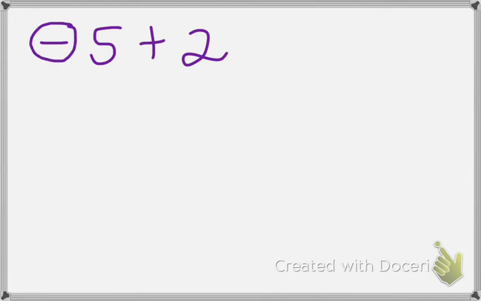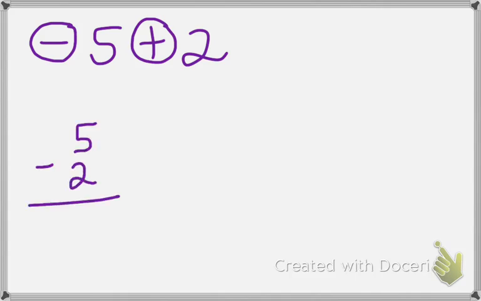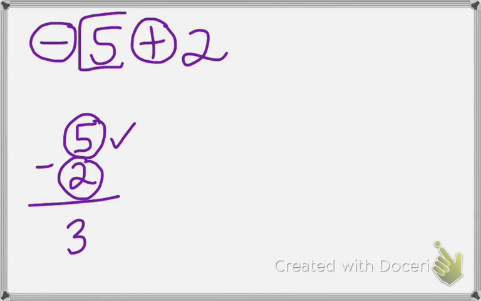If the signs are different in front of the numbers, we subtract. Now we always subtract from the bigger number. 5 minus 2 is 3. But now we ask ourselves, which number is bigger, 5 or 2? 5. Then we go back to the original problem and we look and see what sign is in front of that larger number, which is negative. So your answer is going to be negative.